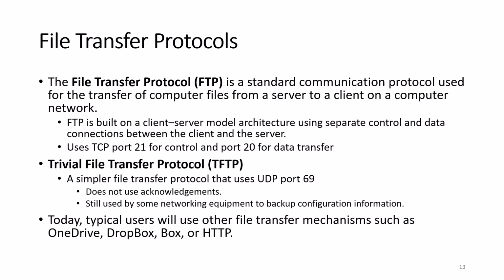The Trivial File Transfer Protocol, or TFTP, is a simpler file transfer protocol that uses UDP port 69. It does not use acknowledgments. It's still used by some network equipment to back up configuration information. If you decide to use Trivial FTP, you need to ensure you have a reliable network. Today, typical users will use other file transfer mechanisms such as OneDrive, Dropbox, Box, or HTTP.